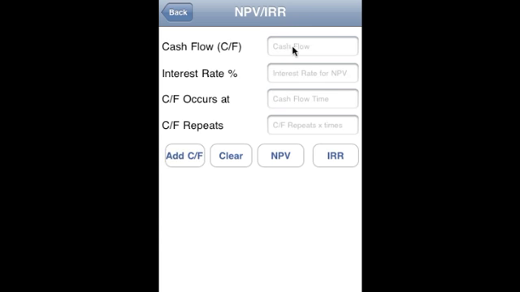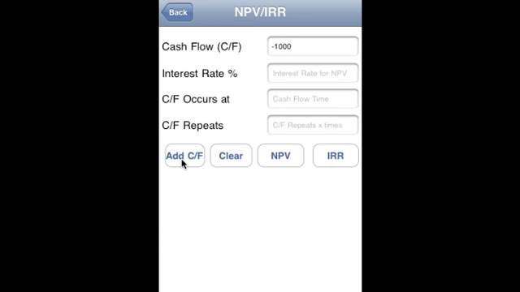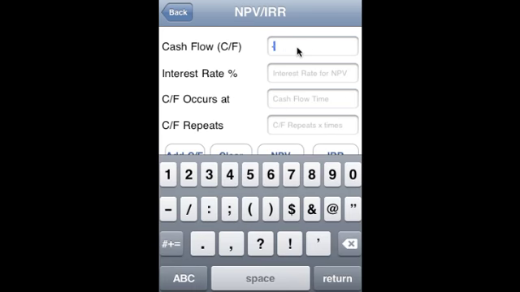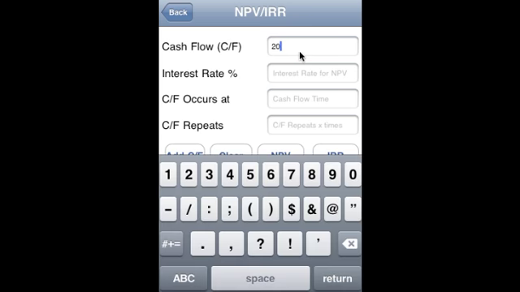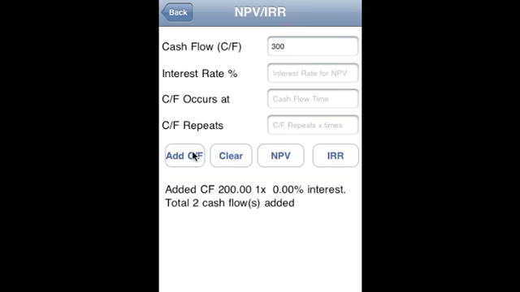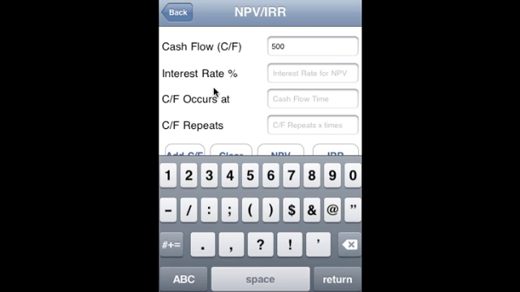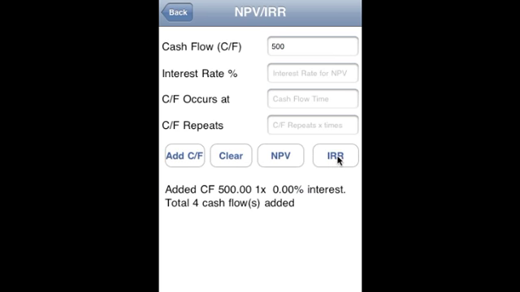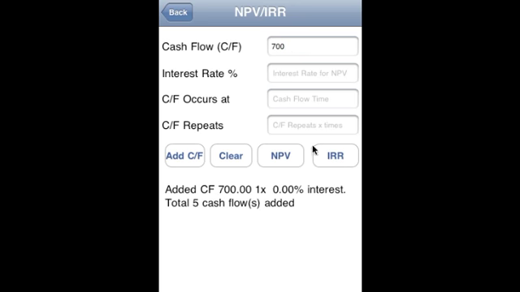So we clear all that. Let's start with IRR. 1000. We don't have to specify interest. Cash flow, we'll leave it by default, starts at period 0. Then 200, and that starts at period 1. Let's see, 300, period 2, 500, and let's see. Okay, now add one more, 700. We added that, and let's see IRR.